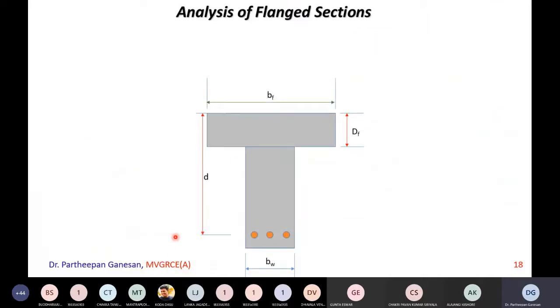Now, once again, this horizontal portion is called the flange portion. This is the effective width of the flange, the horizontal dimension. DF is the thickness of the flange or thickness of the slab; both are one and the same. BW is the width of the web, D is the effective depth, and AST, which you already know, is the area of steel in the tensile zone.